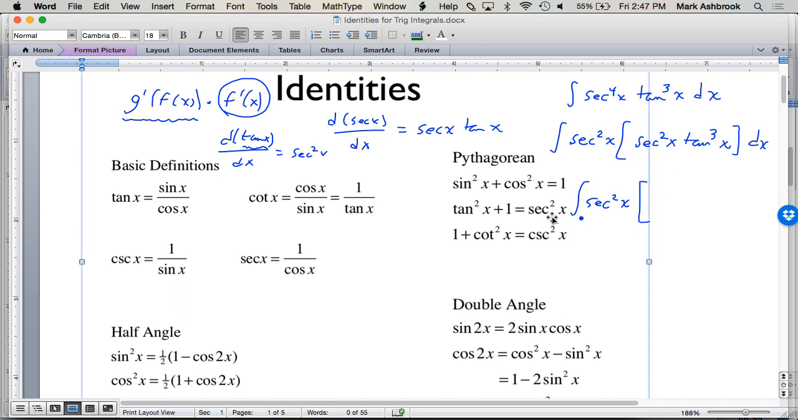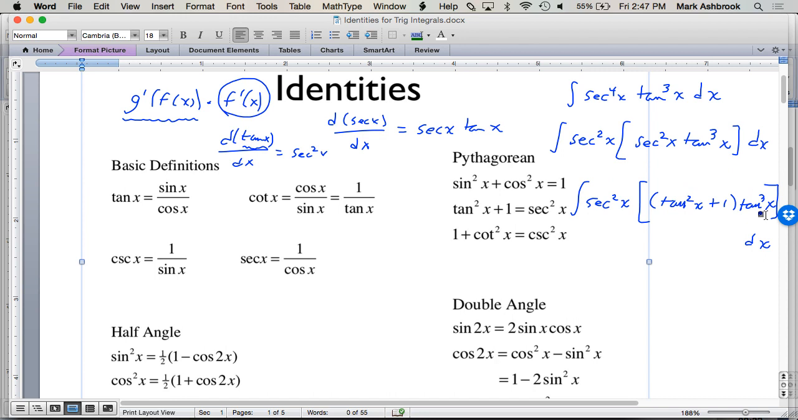Secant squared is tangent squared plus 1. Now by doing that, I have two terms, but that's okay. Addition is a piece of cake with antiderivatives. We just do them separately, right? So the first term is how many tangents? 5 tangents, right? So it'd be secant squared times tangent to the fifth. And then the other term would be secant squared times tangent cubed.